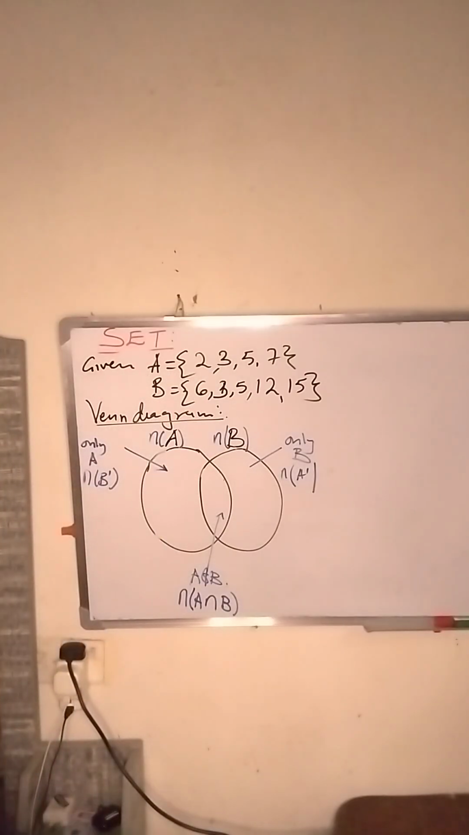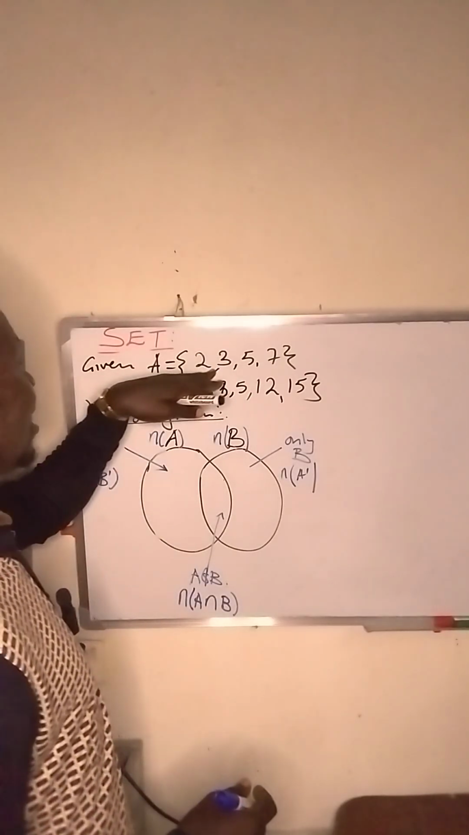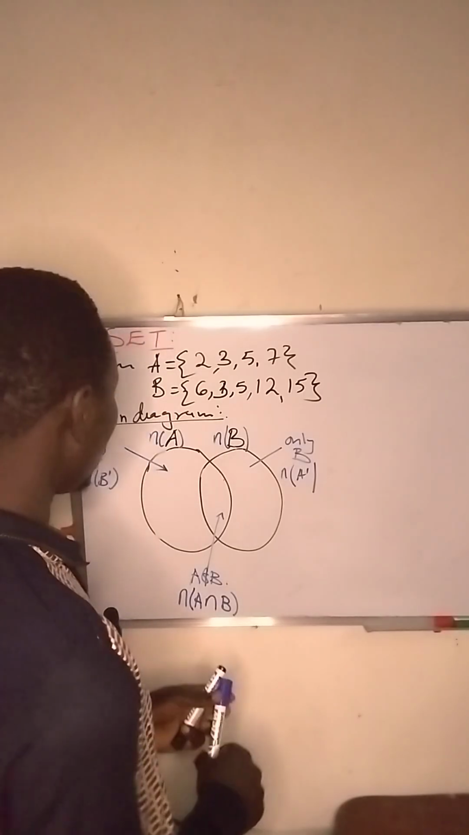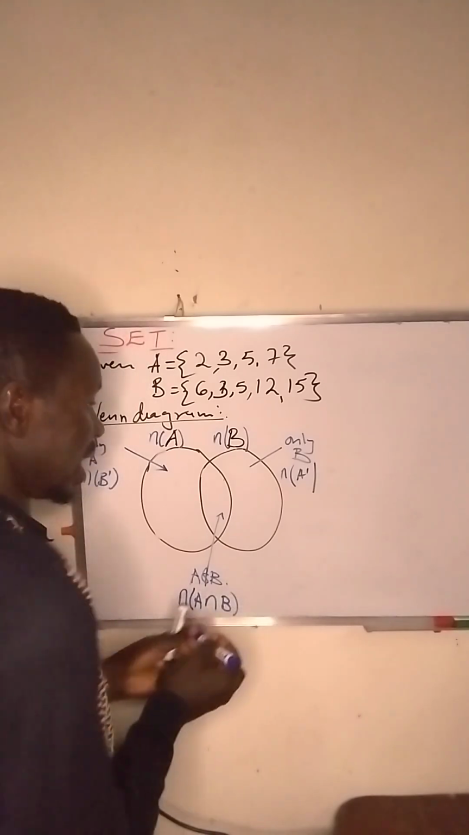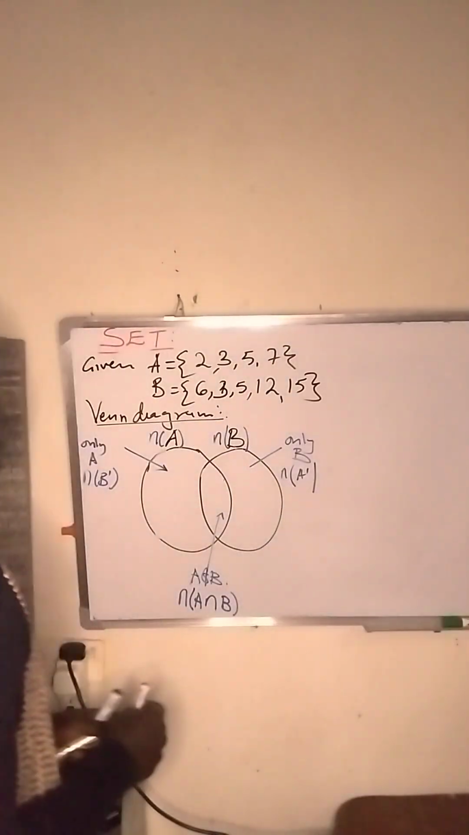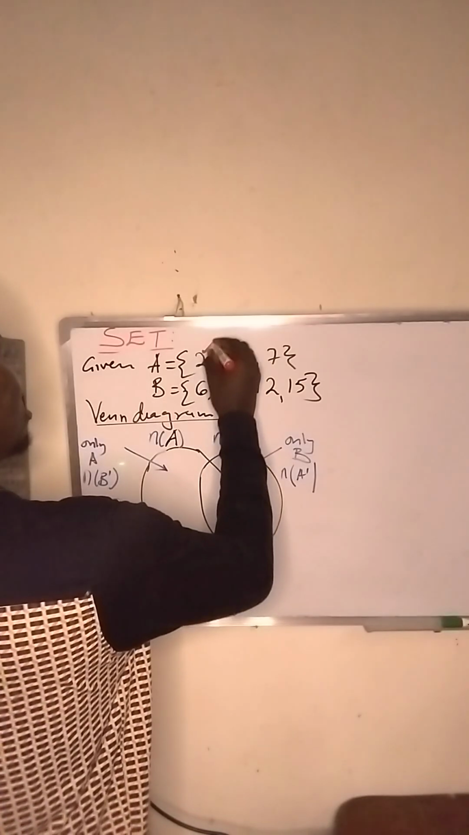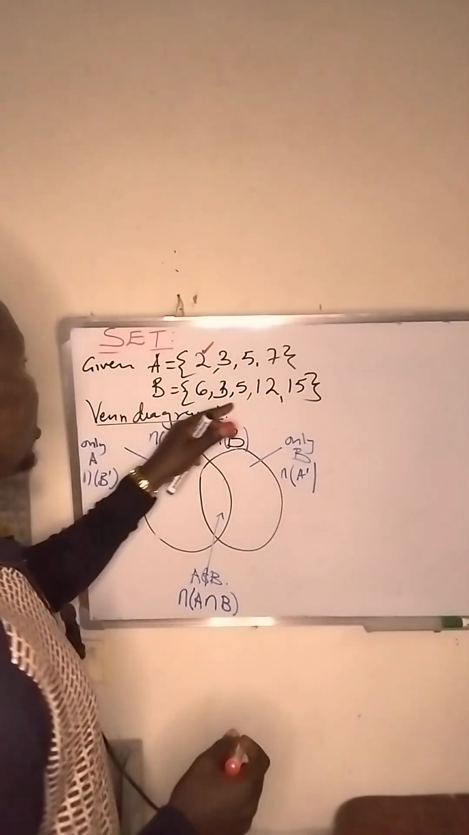Now let us look at this diagram. We are going just to cancel one by one. Let me just use a red one. Now, is a 2 found here? Let us just look at this one. Is a 2 also inside here?